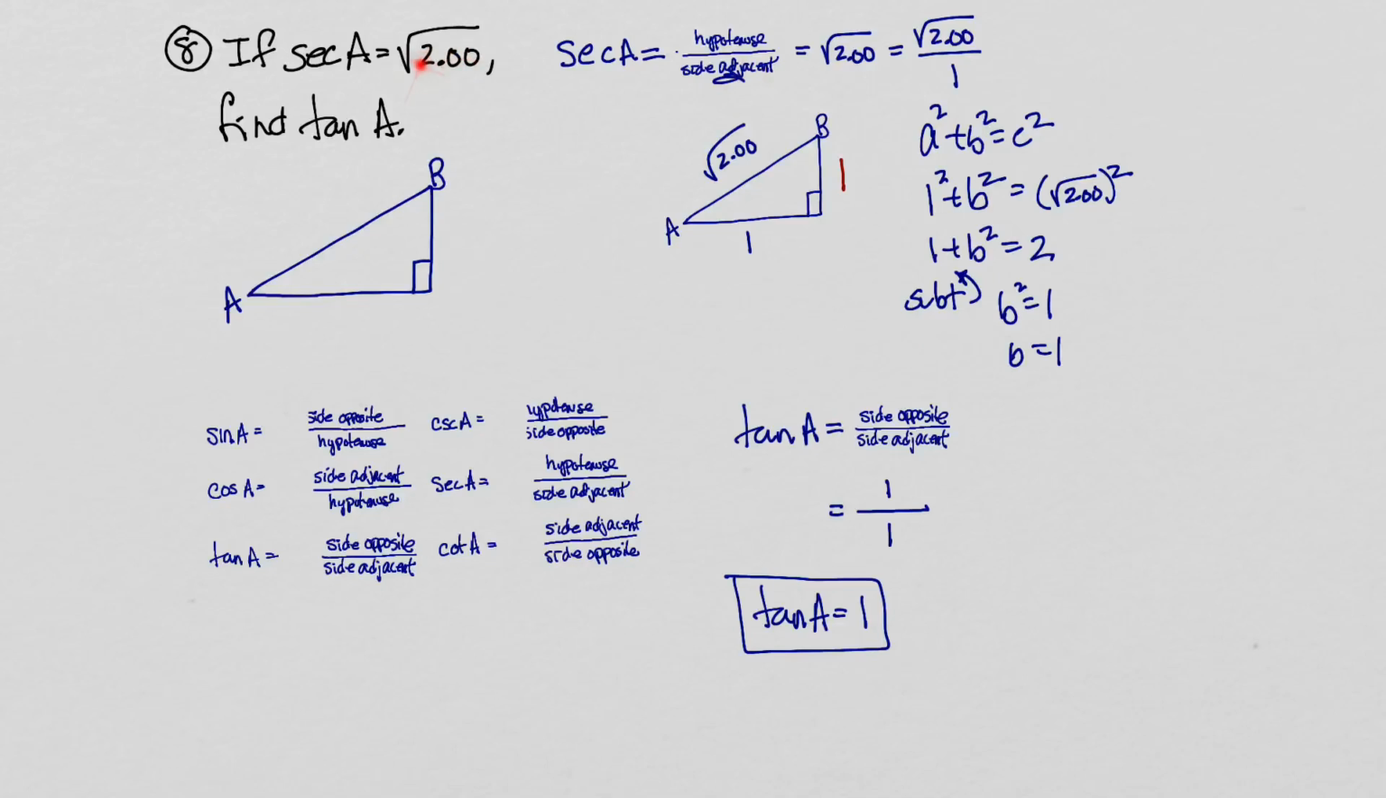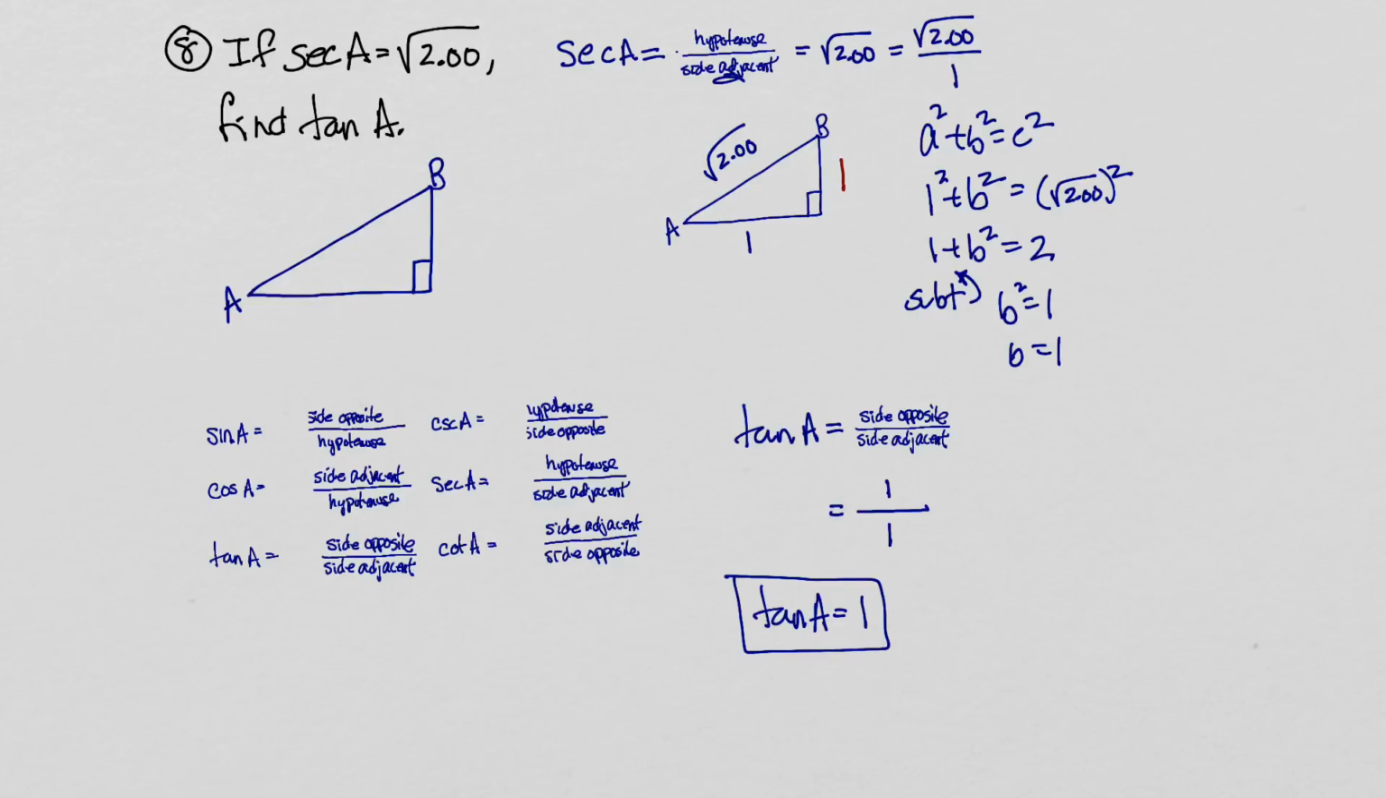So we're given that the secant is square root of 2. Write it as a fraction, square root of 2 over 1. So the secant is the hypotenuse, so that square root of 2 must be the hypotenuse, and the side adjacent must be a 1, right? The angle A is the hypotenuse over the adjacent. So square root of 2 over 1.